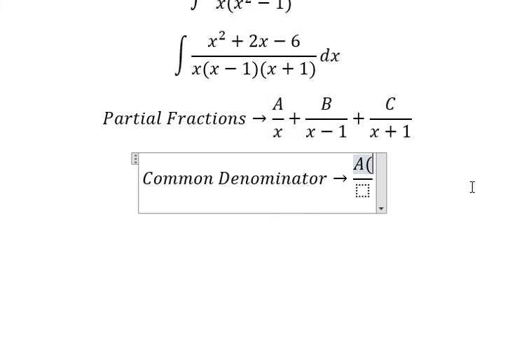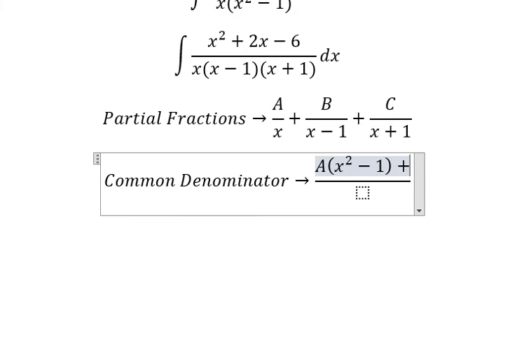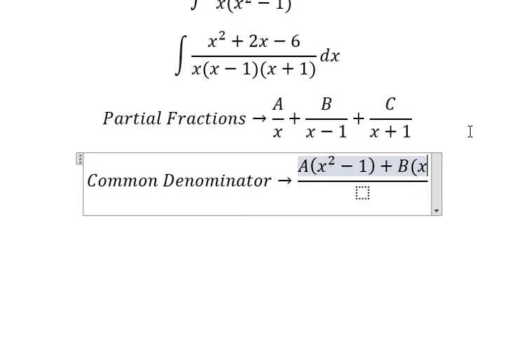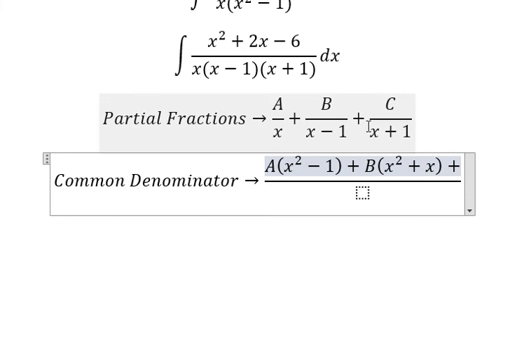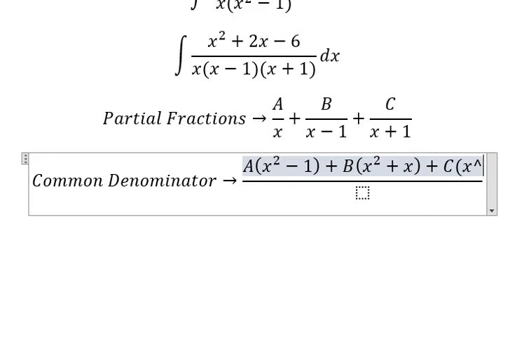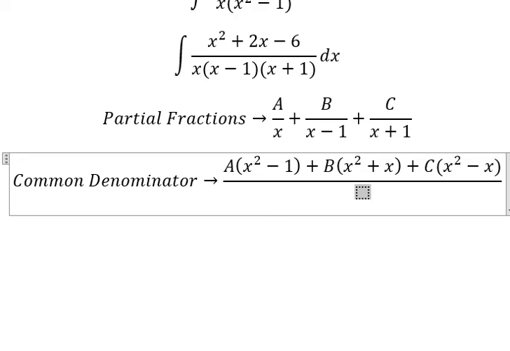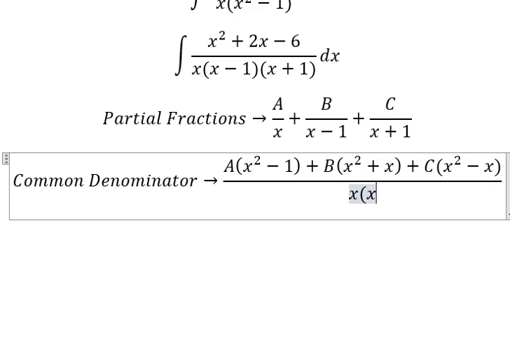So I can put it into S squared minus 1. Capital B multiplied by S and S plus 1. I can put it into S squared plus S. About C, we multiply by S and S minus 1. So we have S squared minus S. And we put S multiplied by S minus 1, S plus 1.